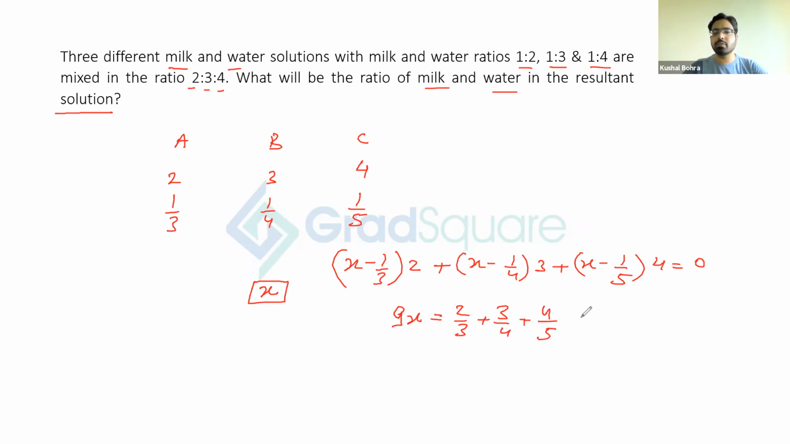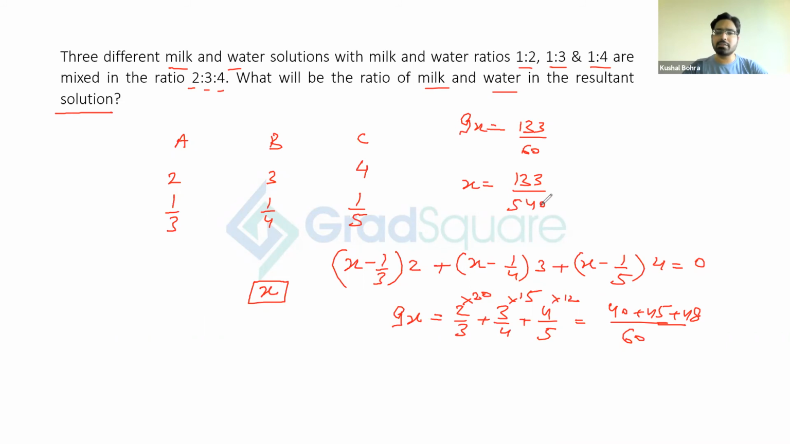So the LCM of 3, 4, and 5 is going to be 60. So you will multiply this by 20, this by 15, and this by 12. So effectively, what do we get? We get 40 plus 45 plus 48. Now this value overall will turn out to be 133 by 60. So 9x should be 133 by 60. So what should be the value of x? X should be 133 divided by 540.